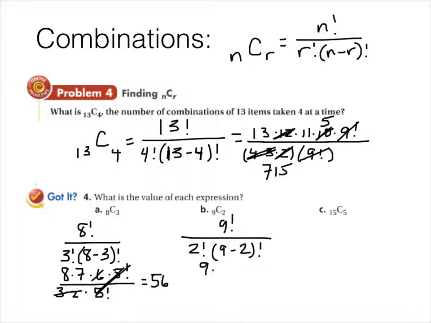Next one, 9 factorial over 2 factorial, which is just 2, over 9 minus 2 factorial. So that's 9 times 8 times 7 factorial, because the denominator has a 7 factorial, and they cancel. 2 goes into 8, 4 times, 36.